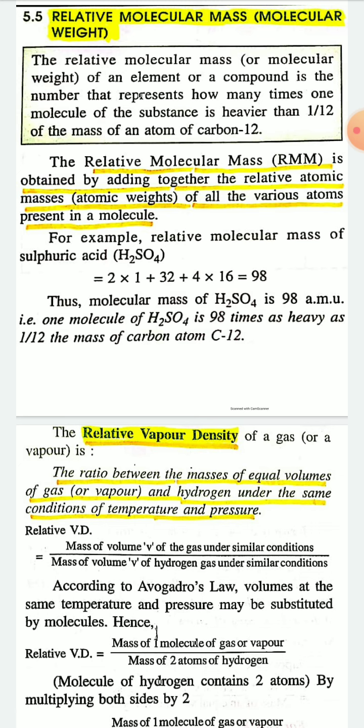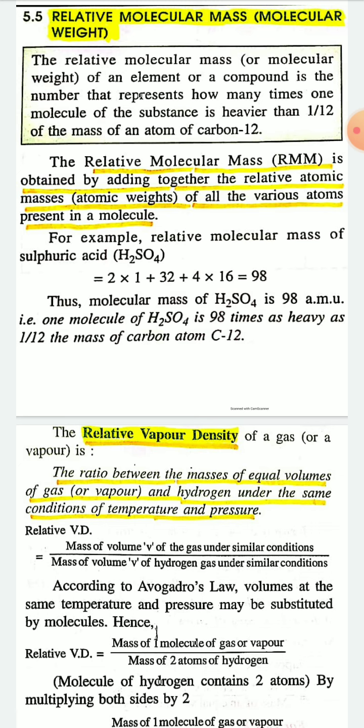amu means atomic mass unit. That is, one molecule of H2SO4 is 98 times as heavy as 1/12th the mass of a carbon-12 atom. So it is very easy to calculate molecular weight or molecular mass. Just add the atomic masses of all the atoms present in the molecule.